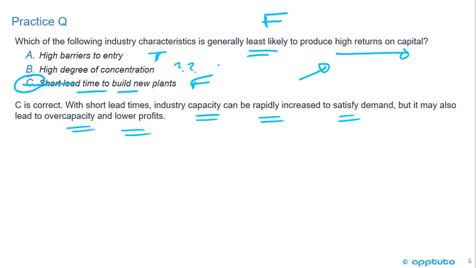In that case, I wasn't sure about the second one, whether it was true or false perhaps, but I knew for sure that C is going to be false. High returns on capital from short lead times to build new plants? No, that's the false. Least likely, that's the one I'm looking for.